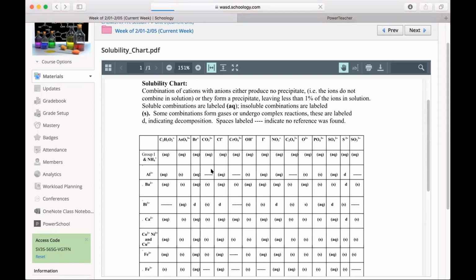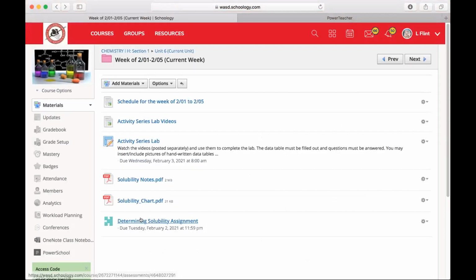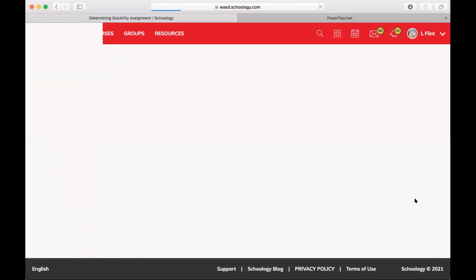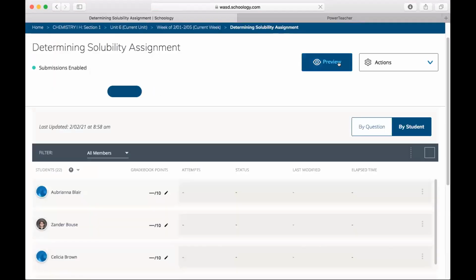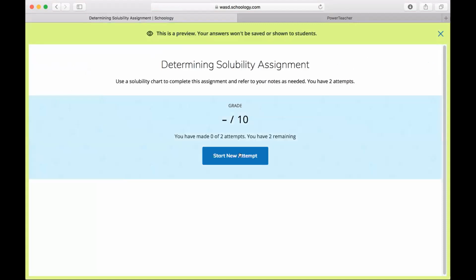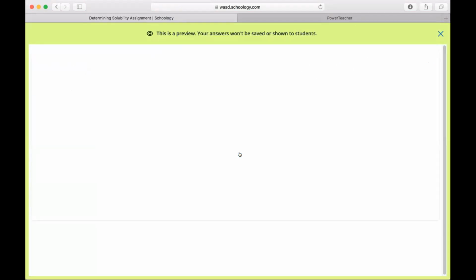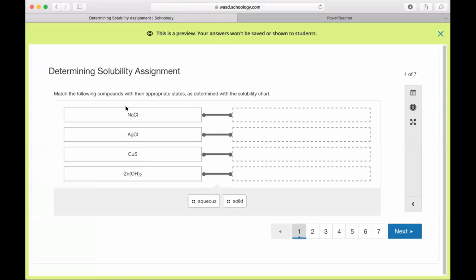So anyway, the thing you can do today, this determining solubility assignment, is just as simple as using the solubility chart to predict which products of reactions are soluble or not. So for instance, I mean this one, and they're in random order and whatnot. So what are the states of these things? Sodium chloride, silver chloride, copper sulfide, zinc hydroxide. You look at the position on the ion chart. If you think that copper sulfide is aqueous, you can drag an aqueous to there. So that's like a matching one.